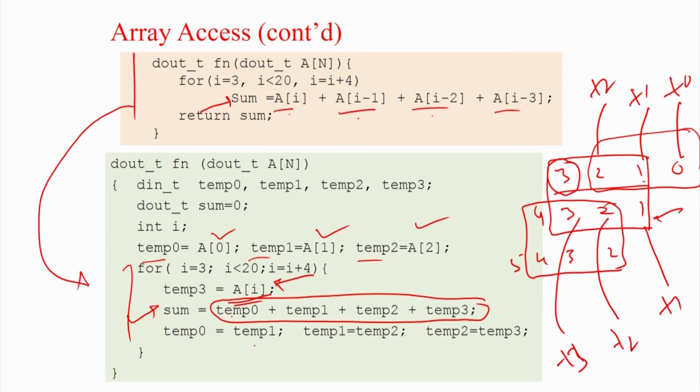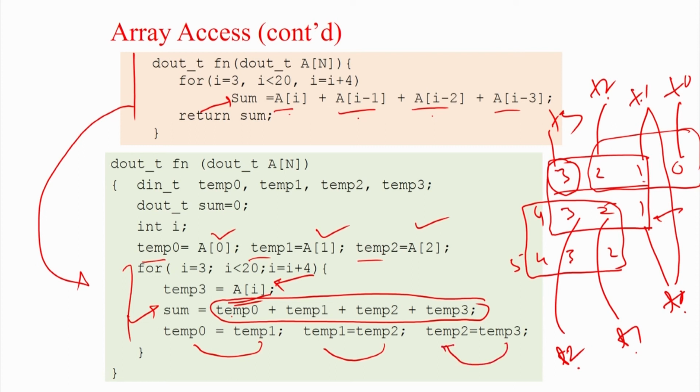So, this is what I am doing: temp1 becomes temp0, temp2 becomes temp1. Sorry, I made a mistake here. This is temp0, this is temp1, this is temp2. Now temp1 becomes temp0, temp2 becomes temp1, and temp3 becomes temp2. This is your temp3. So, this rewriting is happening so that for the next iteration I have the right value in temp0, temp1 and temp2.